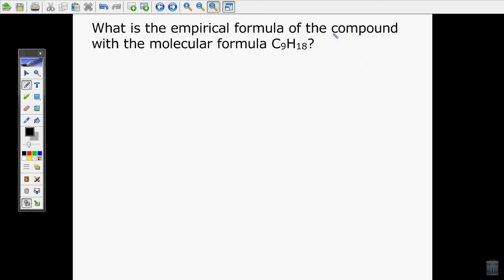What is the empirical formula of the compound with the molecular formula of this? Well, I know my molecular formula. The empirical formula is just the reduced version, so I can reduce these each by 4. So I get CH2.